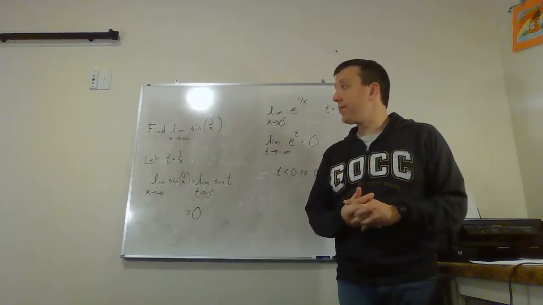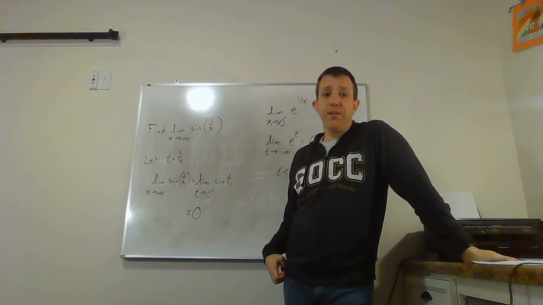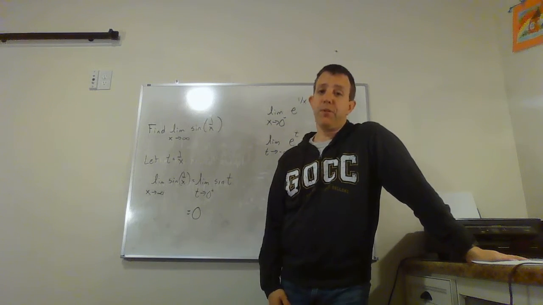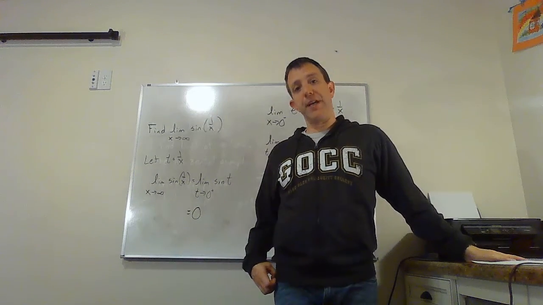All right, two examples here now using some limits involving infinity. There's all kinds of goofiness that's going to happen here, so buckle up and have fun when you do the homework. Let's find the limit as x goes to infinity of the sine of 1 over x.